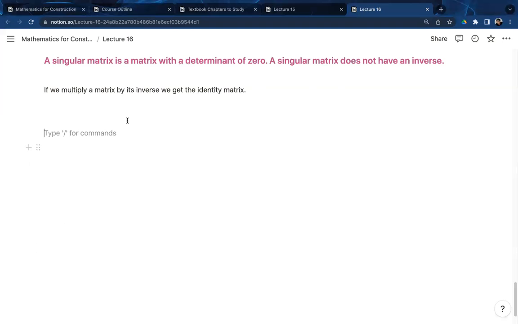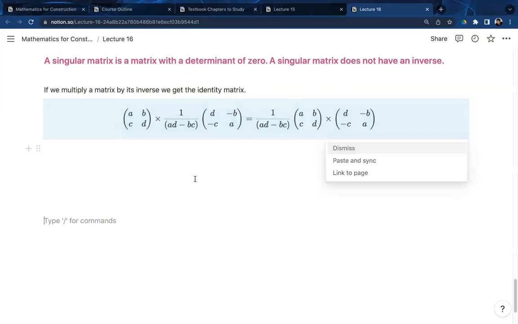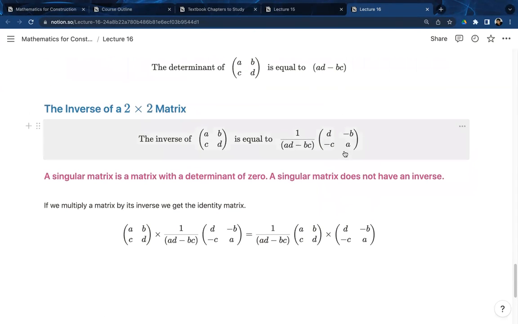So if we multiply a matrix by its inverse, we get the identity matrix. Let's try that. Let's take a matrix A, B, C, D and multiply by the inverse. This is the inverse here. So we're multiplying by the inverse. Now this is a scalar, so we could take this and put it to the far left. And then we could multiply the matrices like normal.